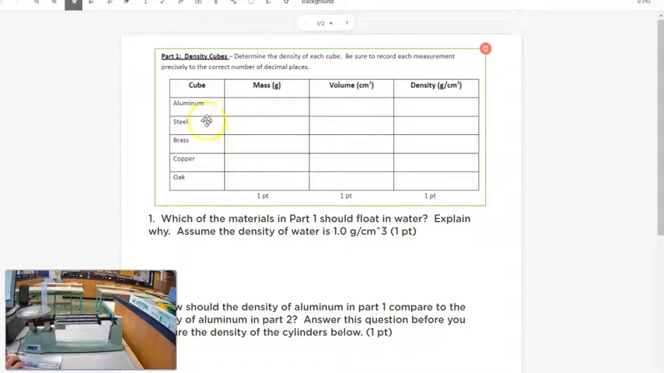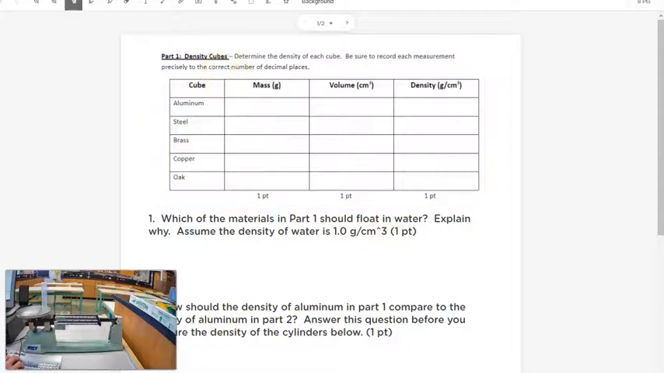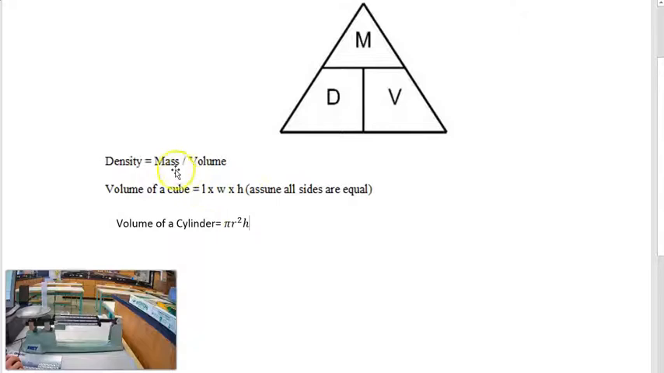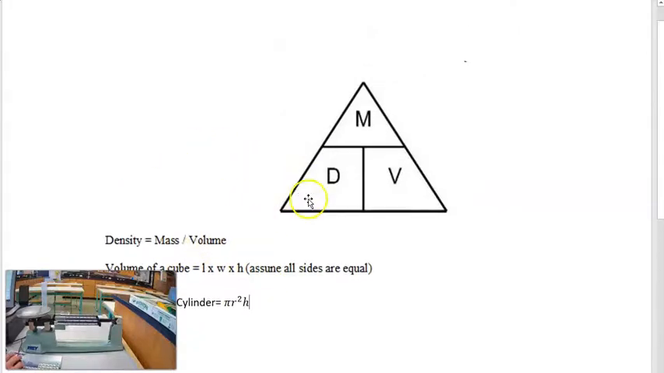Okay, for this video I'm going to walk you through how to do the aluminum sample for the density cube portion of this assignment. And if you recall, our formula for density is mass divided by volume. You can refer to the density triangle, which just would tell you to cover up what you're solving for. So if you're solving for density, you're going to cover that up, and you're left with mass over volume. If you solve for volume, cover that up, you got mass over density. Solving for mass, cover that up, and you have density times volume.